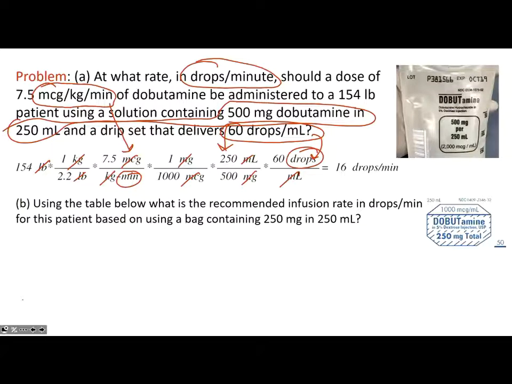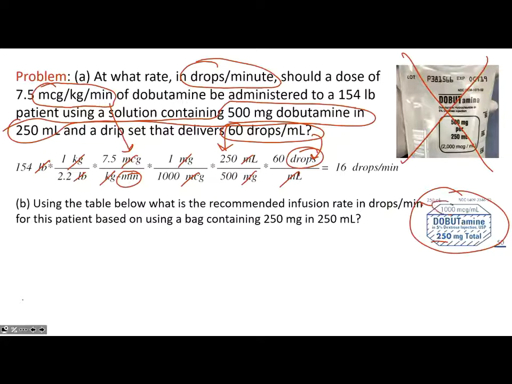For this same patient, the only difference is instead of this bag, I'm not using this bag anymore, so let's use this bag. Can anyone tell me what the difference between those two bags is? They're both 250 mil volumes, but the amount of dobutamine is what? Now only 250 milligrams. So I don't have 500 milligrams per 250. I have how many? 250 milligrams per 250 mils. How many milligrams per mil is that? 1, right? 250 divided by 250 is 1.